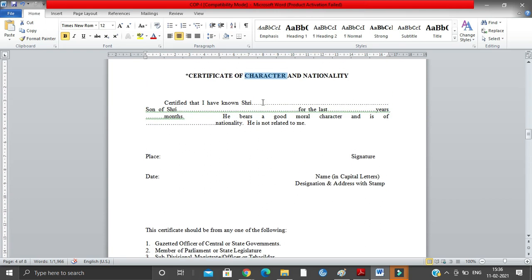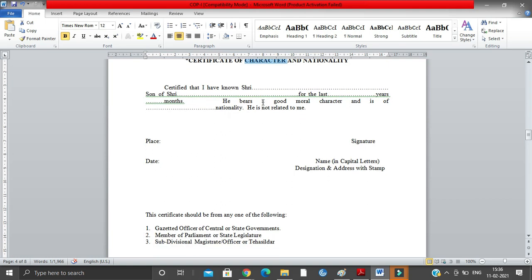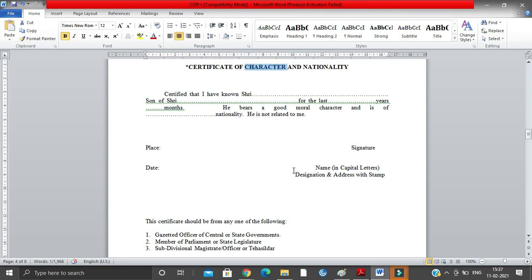If in case you don't get the proper signature from these people, you can take the signature from anyone, like a notary or something like that, and send this character and nationality certificate. When you get the admit card, you will get an objection that your nationality and character certificate was not correct. In that case, you have taken the signature of a notary, which is not acceptable.